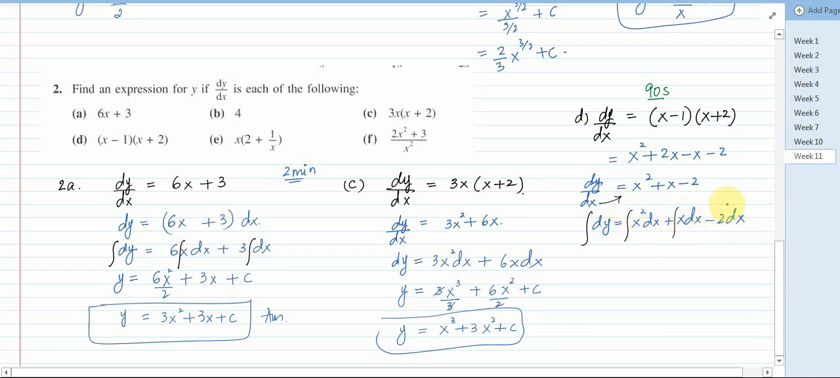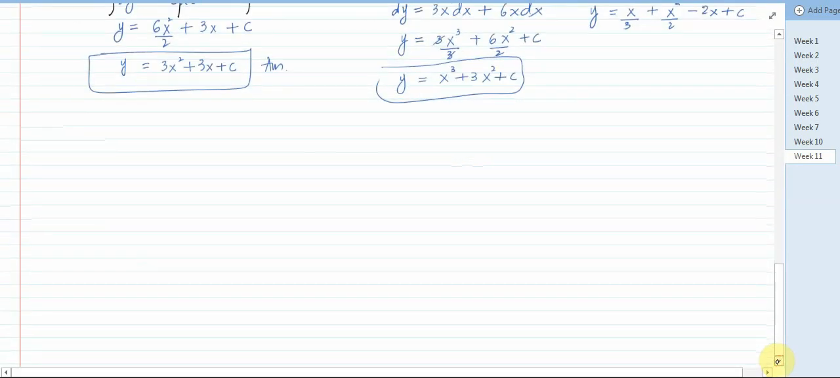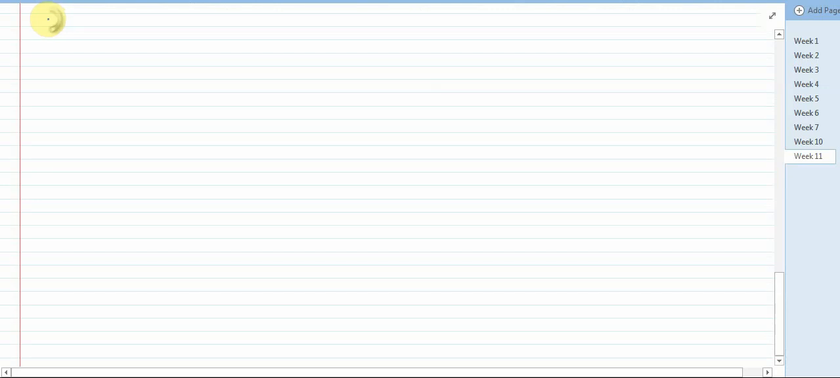Integrate and integrate, right? The integral of x square is x cube over 3. The integral of x is x square upon 2, and the integral of the constant is 2x, and we need to apply plus c, that is my function y. Alright, moving towards the next book question. It's question number 3.